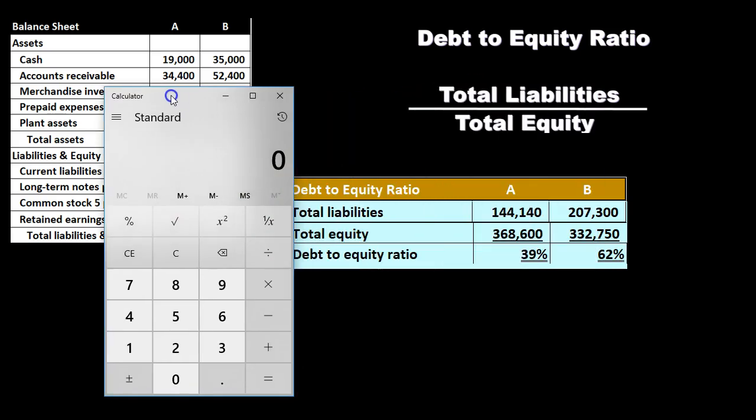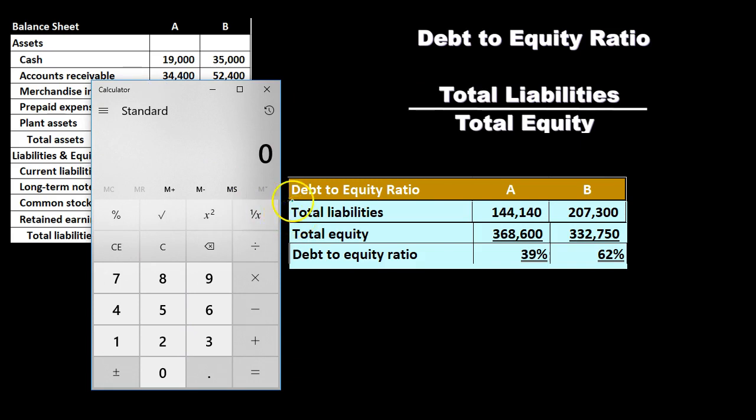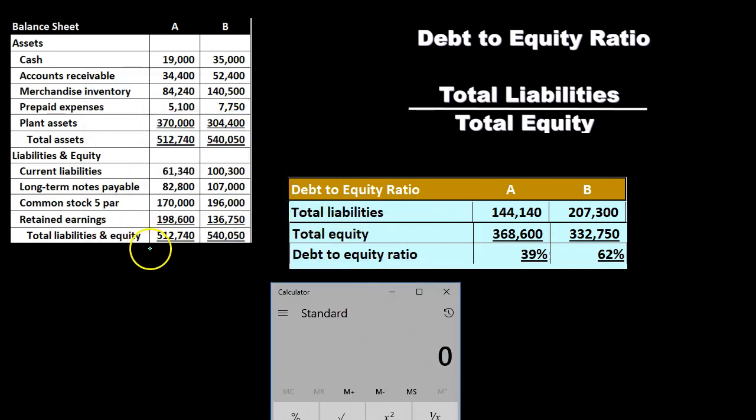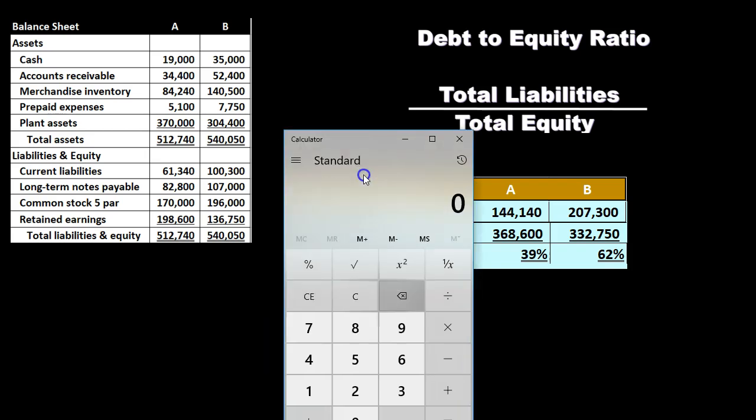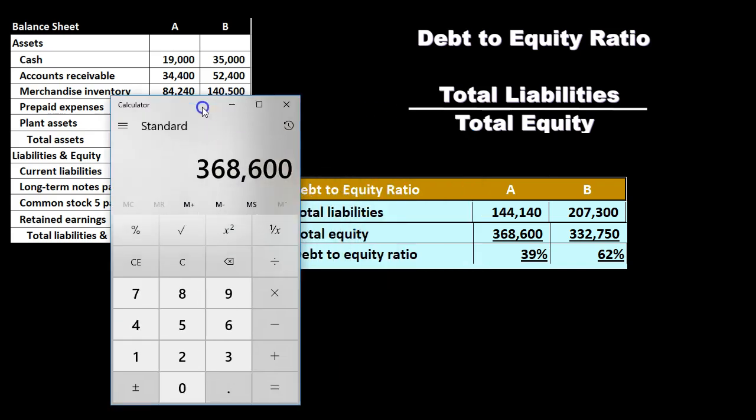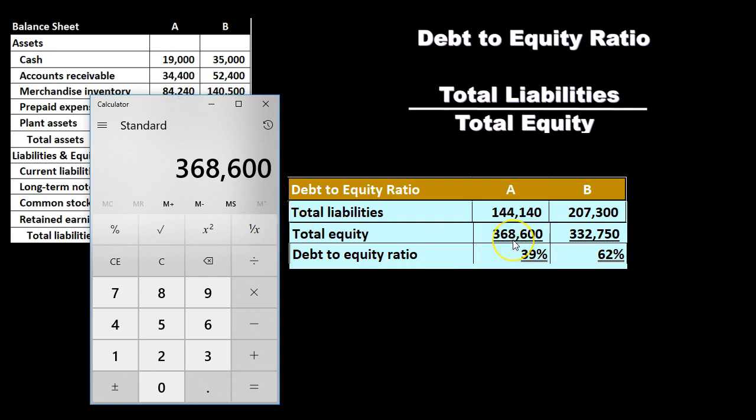Similar calculation, but don't get them mixed up, because we're comparing, once again, the total liabilities to the equity, not comparing to total liabilities and equity, not comparing to the bottom line, but comparing the liabilities to the equity. And remember, the equity can be calculated as, or thought of as, assets minus liabilities, or the 512,740 minus the liabilities, the 61,340 minus the 82,800. That's going to give us our equity, which you can think of as kind of like the book value of the company. So we're comparing 144,140 in this case divided by the 368,600, and that's going to be the 39%.